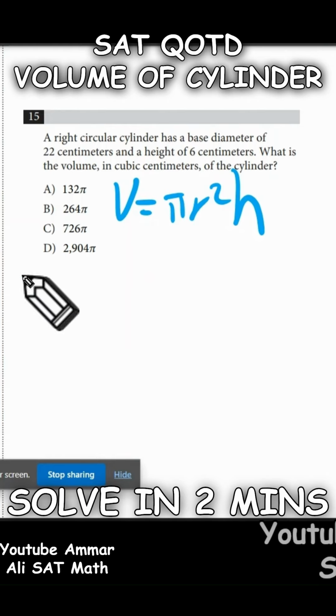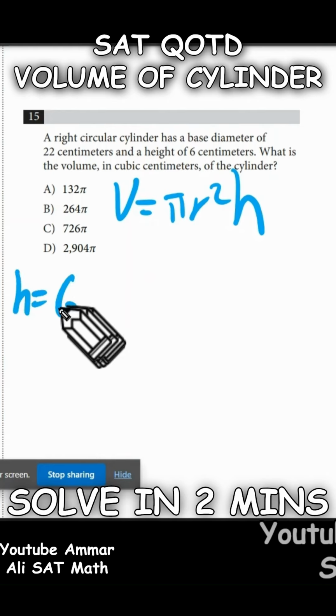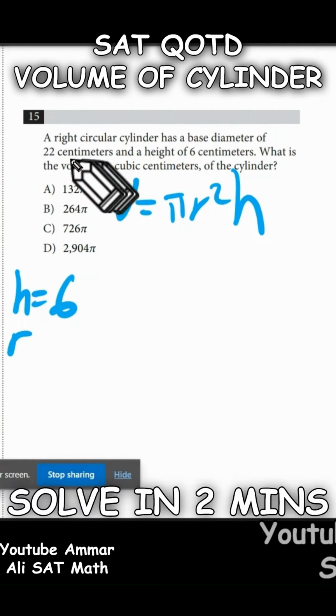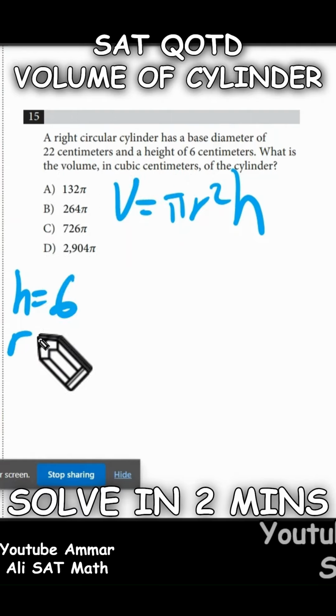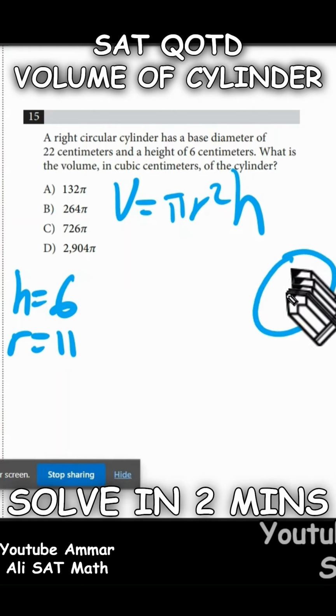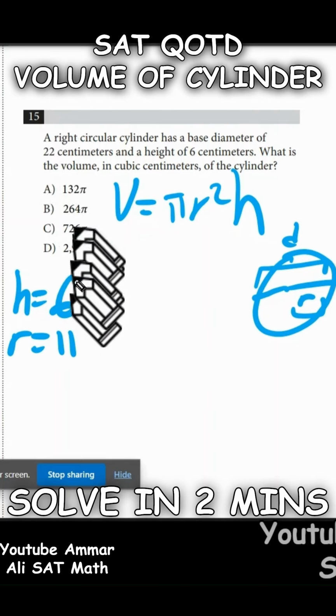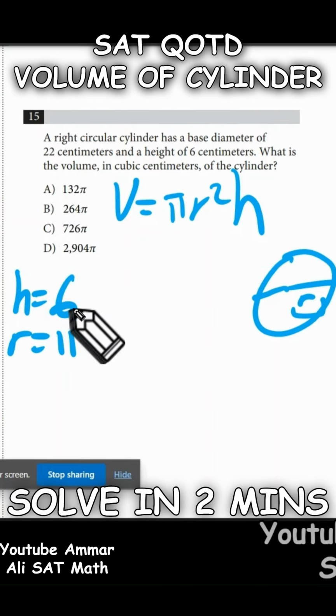So let's just write out what we know, right? We know that h is equal to 6. What is r? They don't give us r, but they instead give us the diameter. So instead of r being 22, it's actually going to be 11, right? Because the diameter is basically 2r, right? Like if we have a circle, that is r, just that distance right there. And then the distance across the entire circle is the diameter, right? So that's a little where they're trying to trick you up, right? So just be mindful of that.